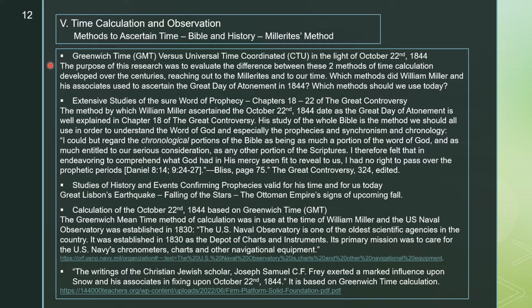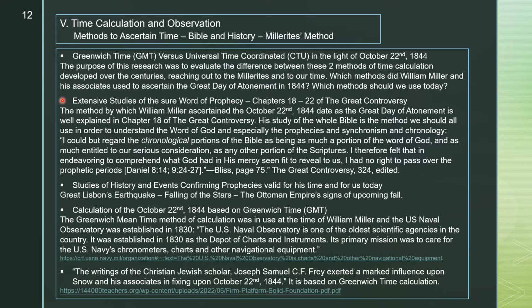The purpose of this research was to evaluate the difference between these two methods of time calculation developed over the centuries, reaching out to the Millerites and to our time. Which methods did William Miller and his associates use to ascertain the Great Day of Atonement in 1844? Which methods should we use today?